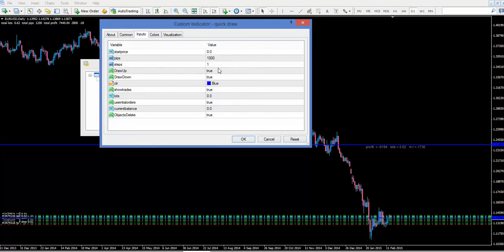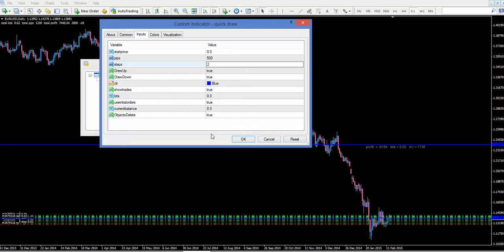That means it's going to draw in one step. If I had 2 steps, it would have drawn one line at 1,000 and one line at 2,000 pips above the current bid. Let's just set this to 500, and let's set steps to 2. Draw up sets true or false. If you want the lines to draw up, or draw down. Blue's the color. Show trades sets whether to show this over here, profits, all that nonsense.